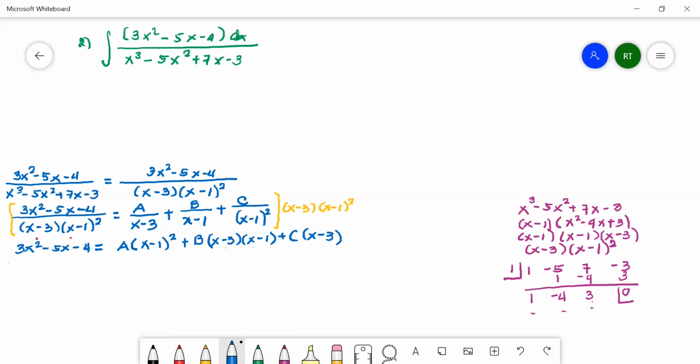So when x is equal to 1, let us start with x equal to 1. So what will happen? Wait, let's do the expansion first so it will be straightforward later.